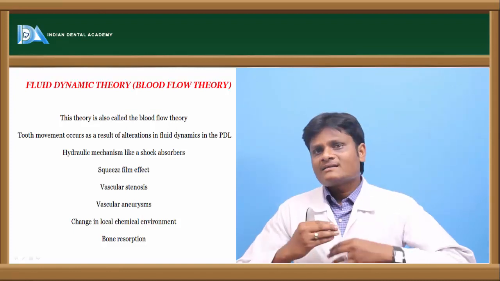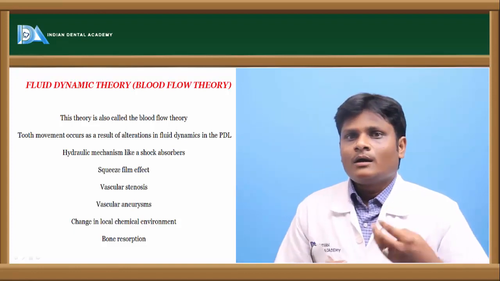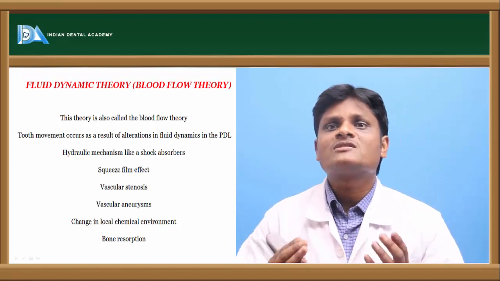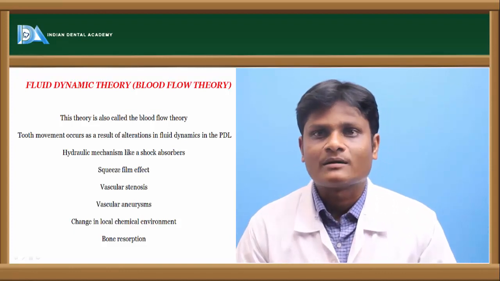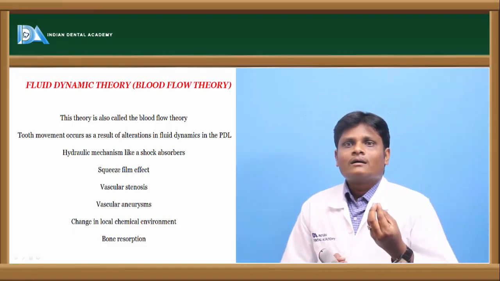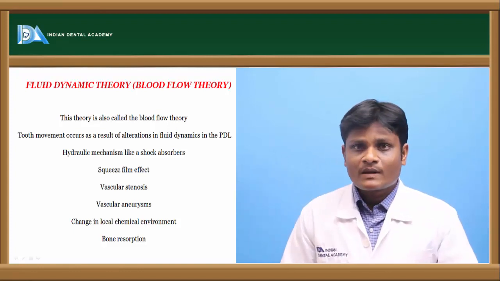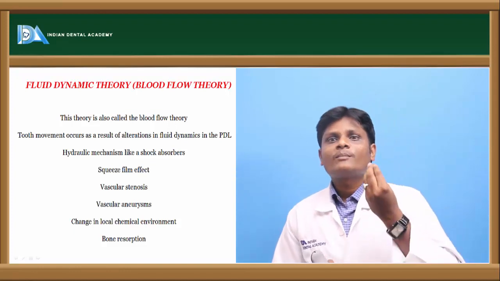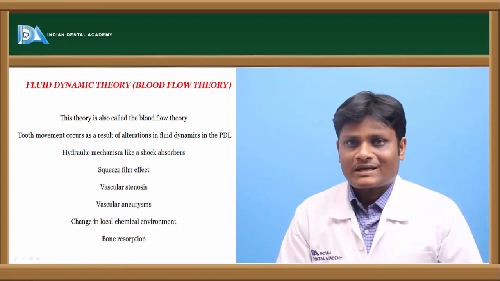Now, as the orthodontic force goes on acting continuously, the localized vasculature which is compressed will be unable to replenish the fluid that has been squeezed out of the periodontal ligament. This will create vascular aneurysms within the periodontal ligament vasculature, and there will be change in the local chemical environment of the periodontal ligament, which will be in favor of recruiting the osteoclasts.